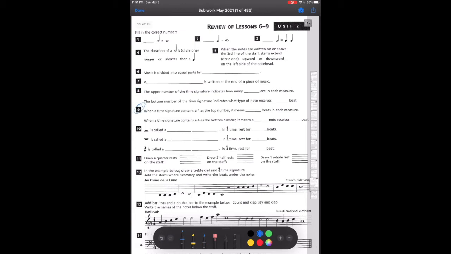When the time signature contains a 4 as the top number, it means beats in each measure. When a time signature contains a 4 as the bottom number, it means a note, so that's going to be a name of one of the notes that we've been talking about, receives beats. So that note is going to receive, I didn't really say that clearly. Give it a try. Something note is going to get 1 beat. It's going to get 1 number. That might help. If it's 1 beat, then it's 1 number.